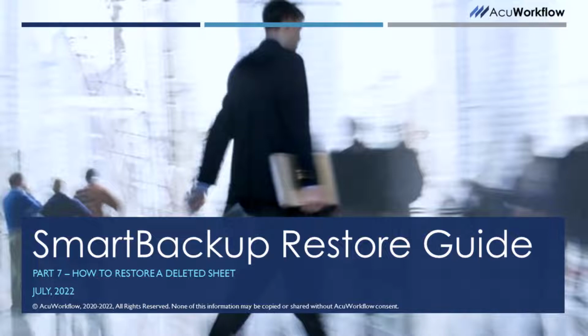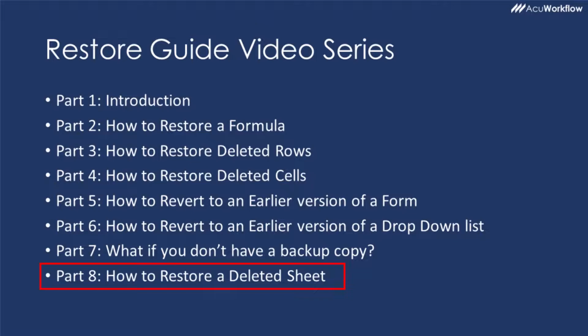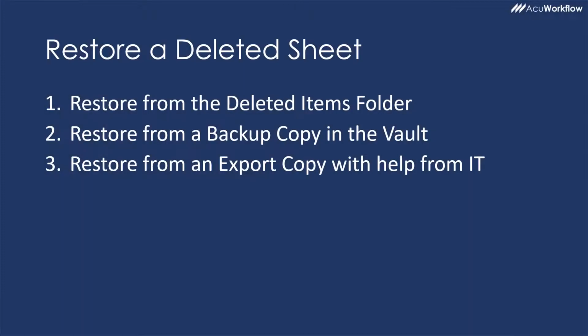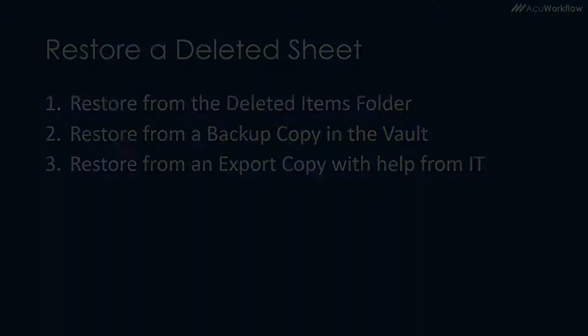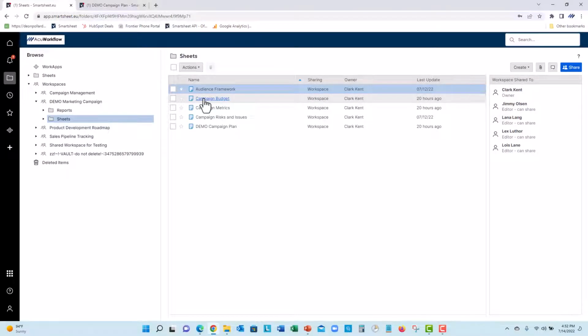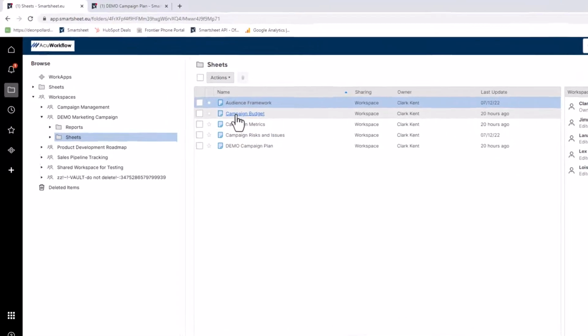The series includes several short videos, each covering a specific restore scenario. In this video, we will show you how to restore a deleted sheet, or revert to an earlier version of a sheet. For this scenario, there are potentially 3 ways to restore a sheet, and these include restoring from the deleted items folder, restoring from a backup copy in the vault, or restoring from an export copy, with the help from your IT department. So, in your Smartsheet environment, if a sheet were to get deleted.